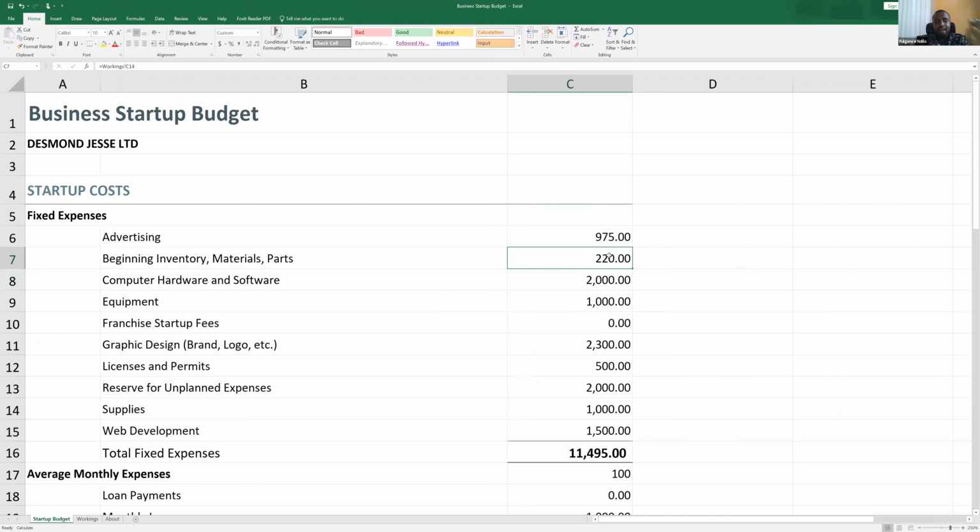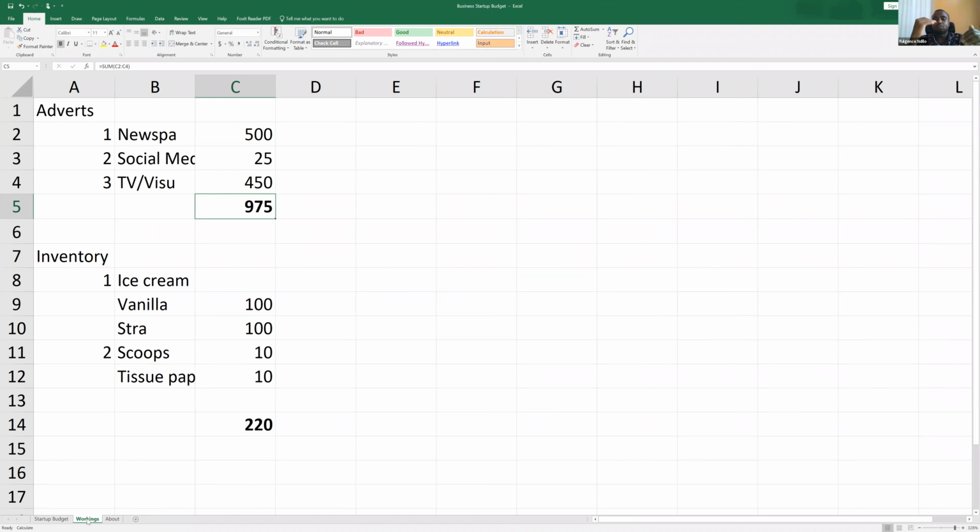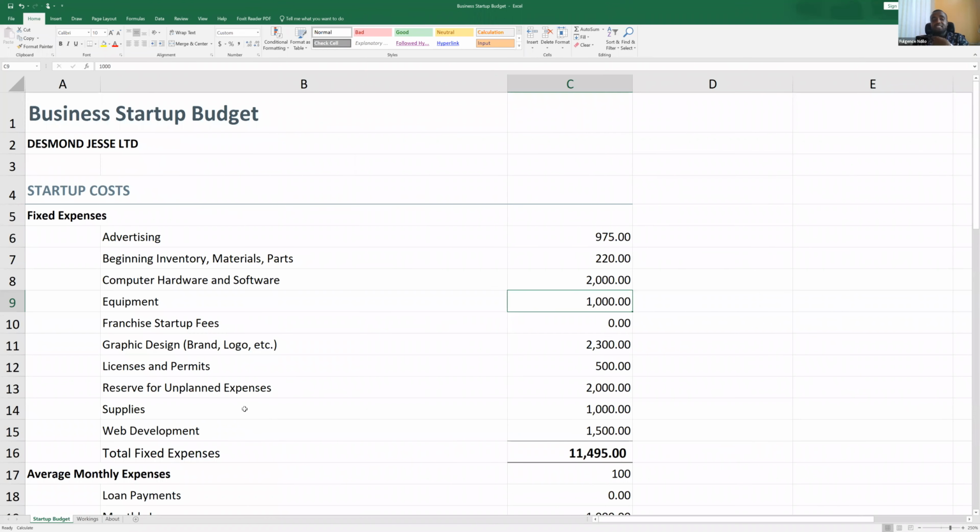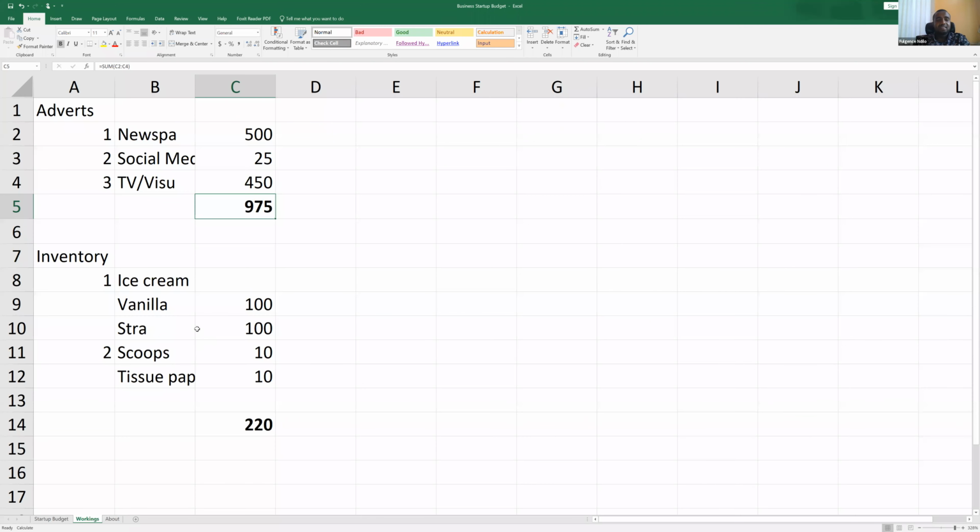So I'm urging you guys, avoid putting huge figures. If it's equipment, try as much as possible in the working to categorize or give details of your machines, right? Indicate if it's a laptop, it costs this amount of money. If it's a camera, it costs this amount of money. Because an investor may be interested in some of these equipments, right?